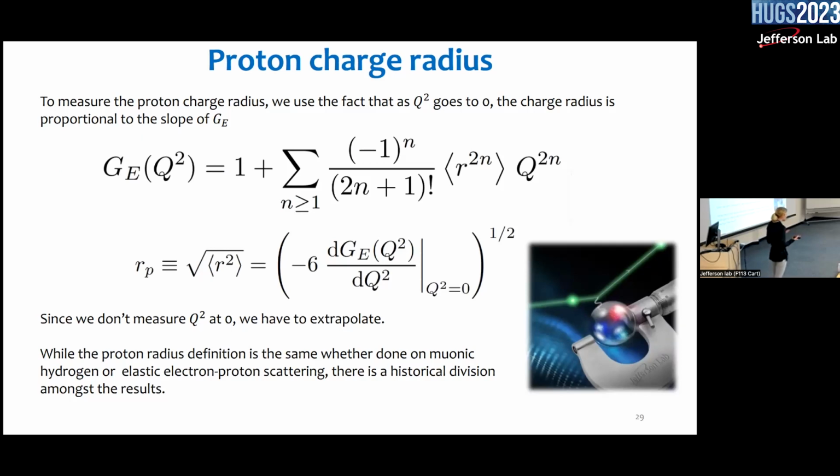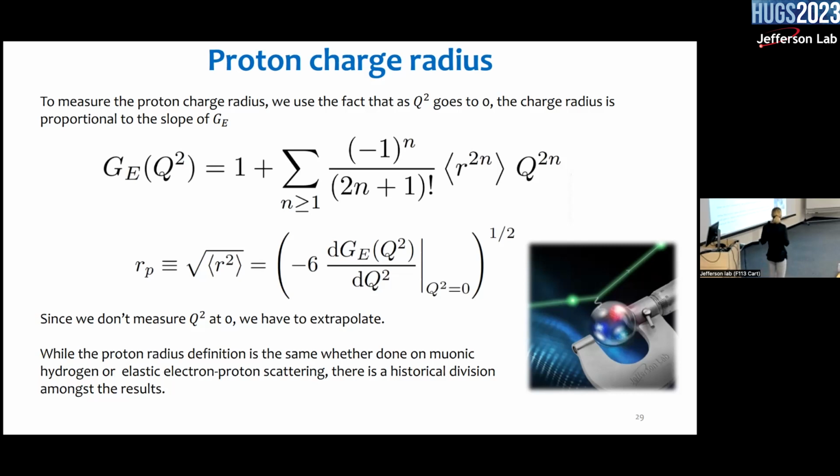These things are also interesting because we're still on the topic of nucleon structure. To measure the proton charge radius, we use the fact that as Q squared goes to 0, the charge radius becomes proportional to the slope of this GE. You could rewrite the GE form factor in terms of this expansion with the expectation value of the radius of this distribution. Then the radius of the proton comes from this slope as Q squared goes to 0, because you can't actually measure it at Q squared equals 0, since there's nothing to measure then.